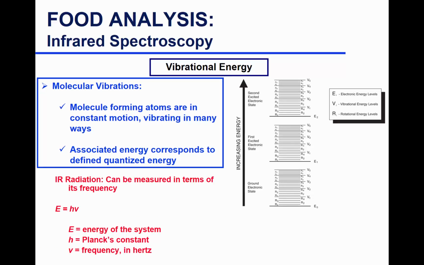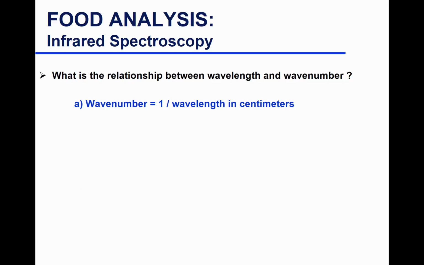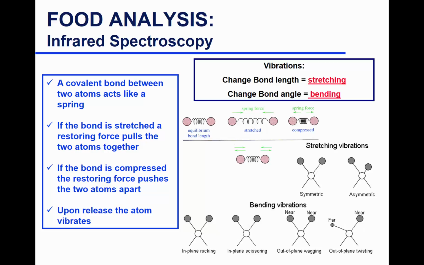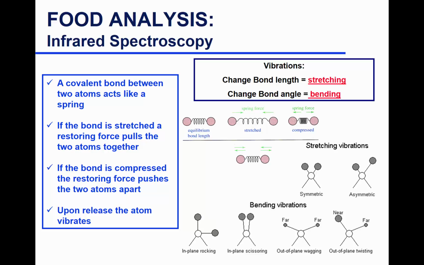I mentioned that IR radiation is a measure of its frequency, and we talked about the relationship of energy and frequency. But what's unique about IR spectroscopy is that oftentimes your axis does not have wavelength. It's reported as wave number, and wave number is 1 over wavelength in centimeters. So that's what you will see on an axis. You see percent transmittance and wave numbers instead of absorption and wavelength.